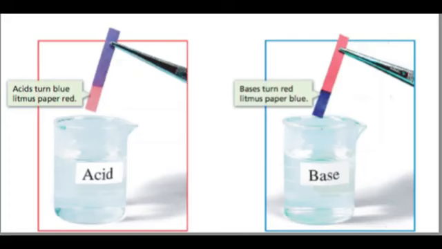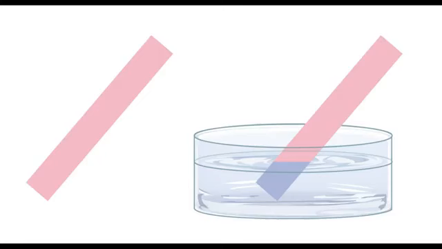Acid changes its color from blue to red. But here I gave you a red litmus paper. That is why red did not change to blue, because that is only going to happen to a base. So here red remains red, which means that the solution is acidic in nature.